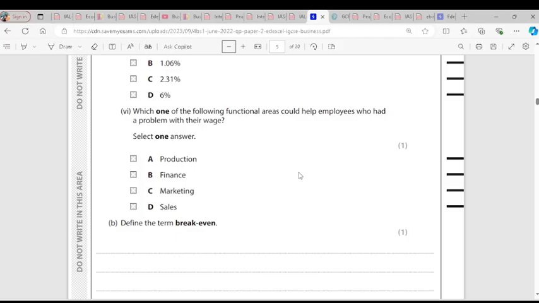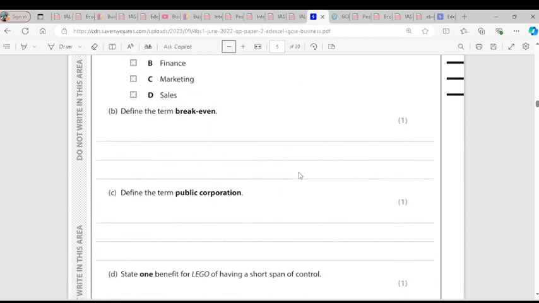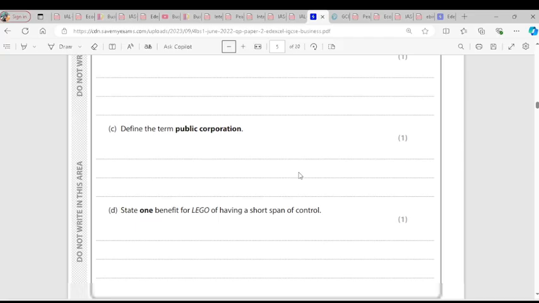So the answer is B for Roman figure 6. Question B. Define the term break-even. Break-even simply means total revenue equals total cost, or total cost equals total revenue. That is break-even.